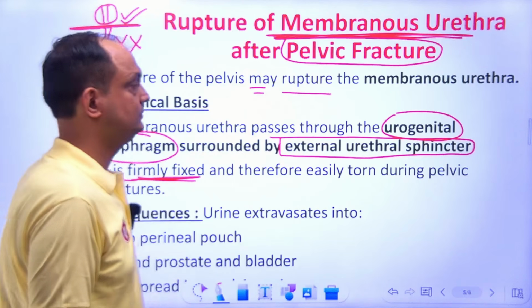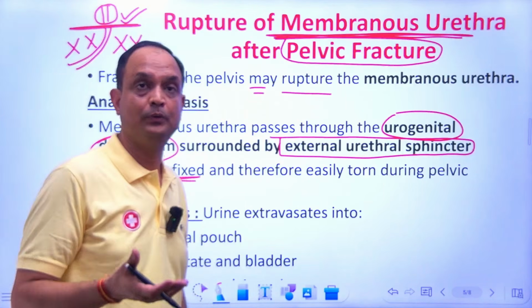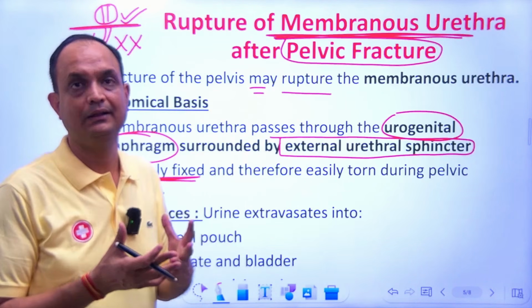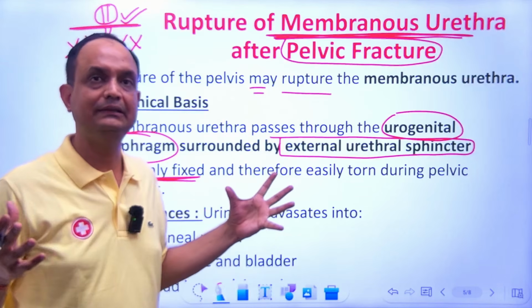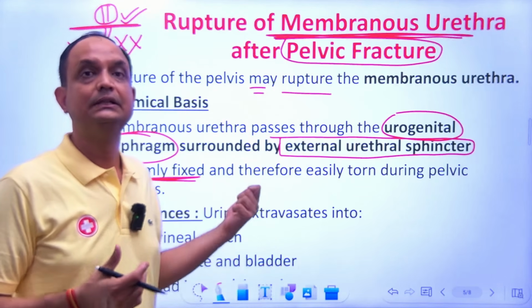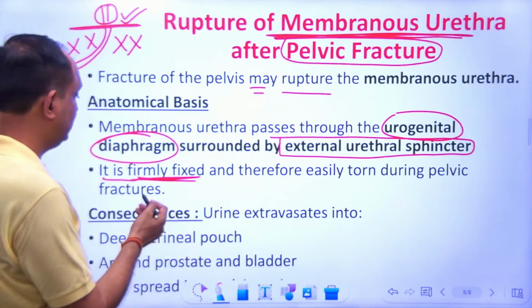So why is the membranous urethra more prone to injury? Because it is a fixed part, so it is not movable. So whenever an injury occurs through a fracture, this part will get damaged. So what are the consequences?